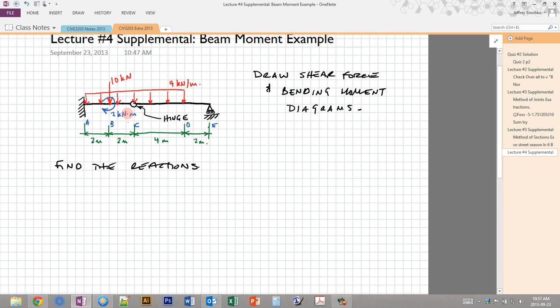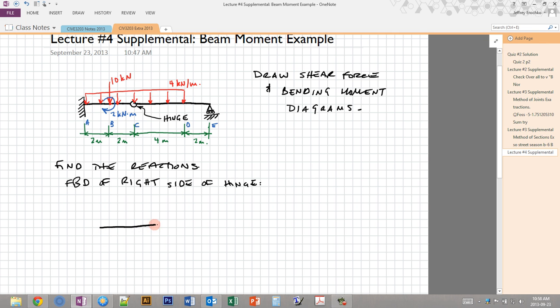Since this has a hinge inside, we're going to have to use a free body diagram of the cut system on the right of the hinge or on the left of the hinge in order to find these reactions, in order to get access to that extra equation of condition. So we'll start with an FBD of the right side of the hinge. Okay, and it's going to look something like this.